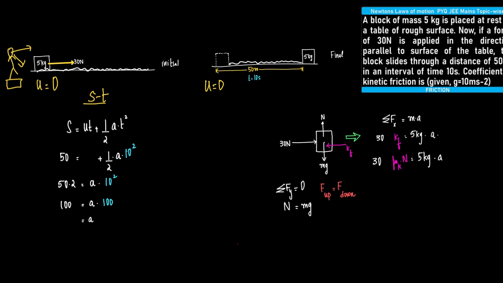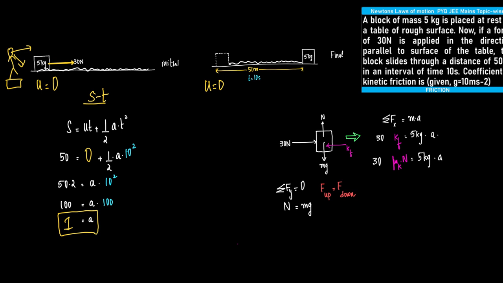What is S? Given to us as 50. What is u? It is 0, plus half into a. What is t? t is 10, so t square is 100. So half into a into 100. Wait, I have a mistake here, I have transposed the 2 to the LHS. So we have 100 is equal to a into 100, and therefore a is equal to 1. So the acceleration is 1 meter per second square.